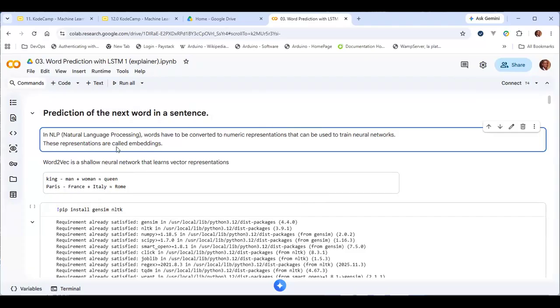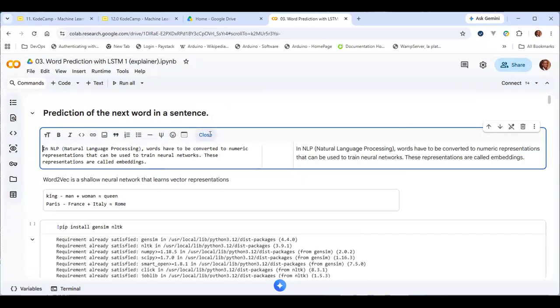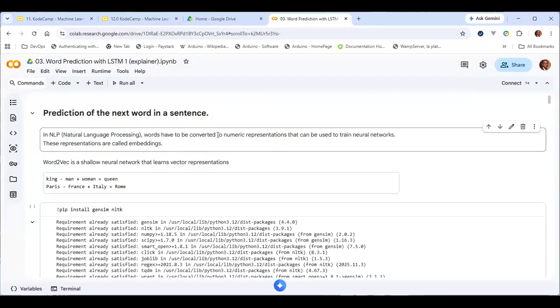Okay, so the first thing is this. Whenever you're doing natural language processing, you have to convert the words into numerical representation. That's what I call embeddings. These embeddings are obtained by, well, in the old days, people used to handcraft embeddings, right? But they were not really good.